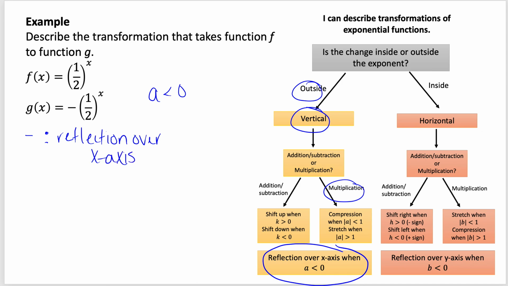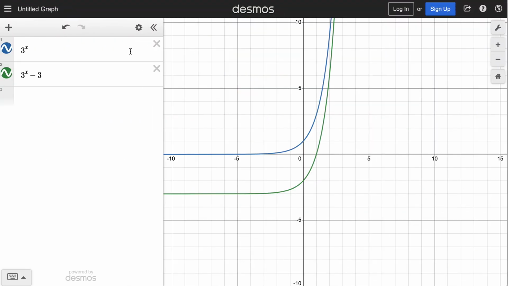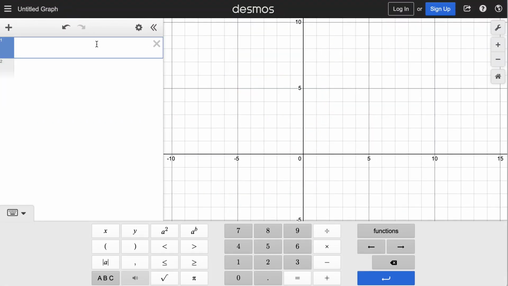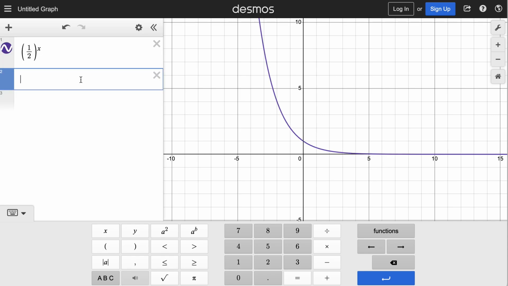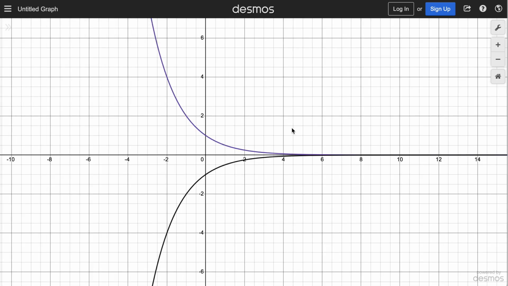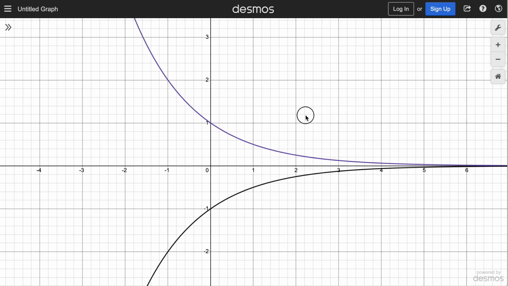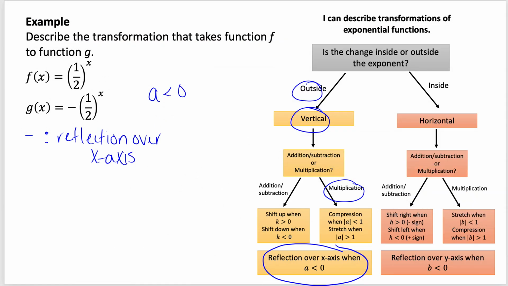So let's go to our Desmos, and we type in 1/2. So do parentheses, and then 1 divided by 2. And then we put the exponent, so do caret x. And then we do negative, and then parentheses 1 divided by 2, and then you do the exponent and then x, and notice that it is in fact reflected over the x-axis. So always use Desmos to confirm when you're doing transformations questions.